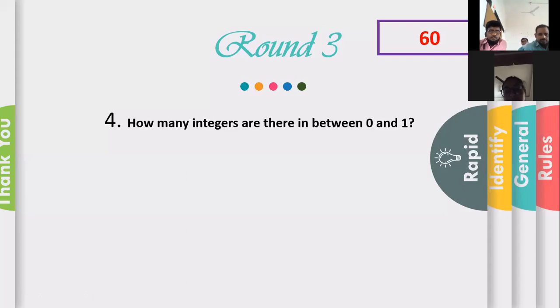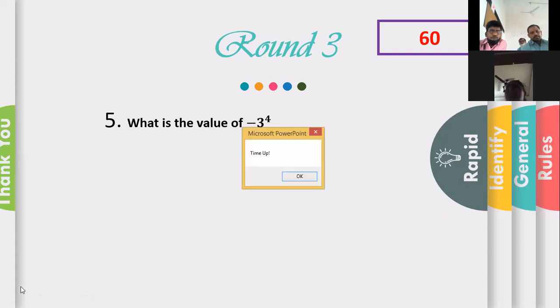Next. How many integers are there in between 0 and 1? 1. What is the value of minus 3 to the power of 4? Time is up. You can give this answer. What is the value of minus 3 raised to 4? Minus 81. Time out. Correct. Okay, so all 3 rounds are successfully completed.